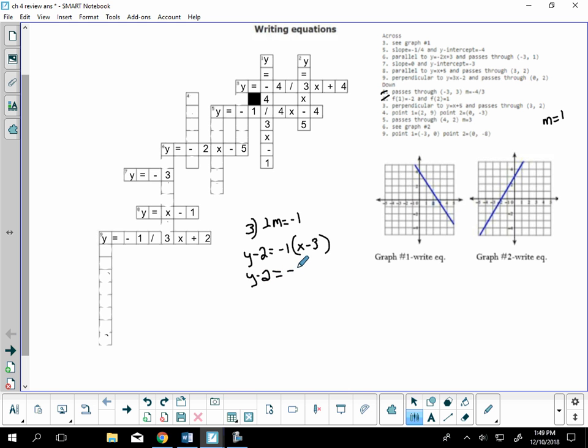I'm going to distribute that -1. y minus 2 equals -1x, and I'm just going to write -x, plus 3. Add 2 to both sides, and I get y equals -x plus 5.